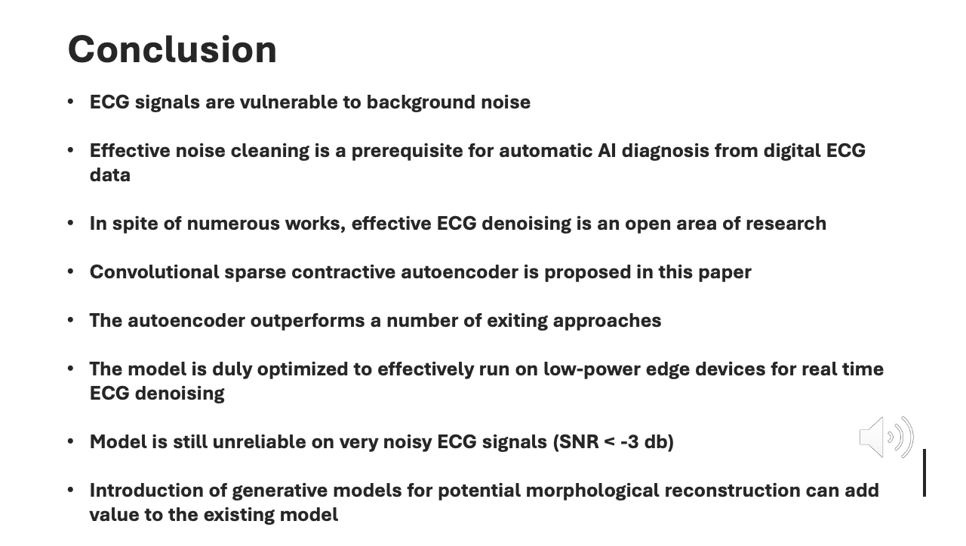It's time for conclusion. ECG signals are vulnerable to background noise. Effective noise cleaning is a prerequisite for automatic AI diagnosis from digital ECG data. In spite of numerous works, effective ECG denoising still remains an open area of research. In this paper, a convolutional sparse contractive autoencoder structure is proposed. The autoencoder is found to outperform a number of existing approaches. We also duly optimize the baseline autoencoder to effectively run on a low-power edge device for real-time ECG denoising, and a prototype system for the same has been designed.